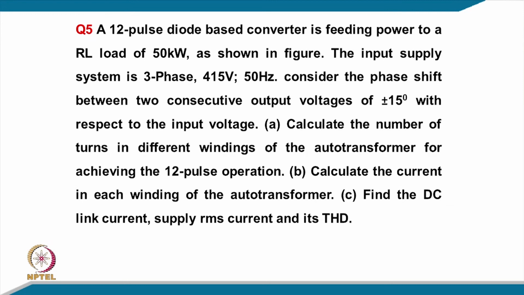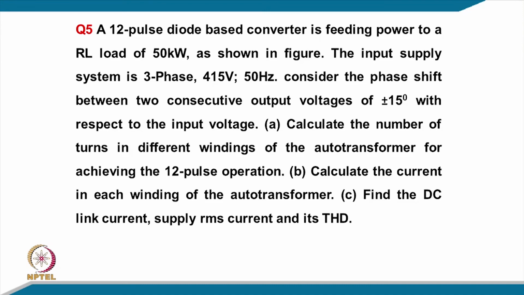So, now coming to the 5th example, a 12 pulse diode bridge converter feeding an RL load of 50 kilowatt as in the figure. The input supply is 3 phase 415 volt 50 hertz. Consider the phase shift between 2 consecutive voltages of plus minus 15 degree with respect to the input voltage. A, calculate the number of turns in different windings of the autotransformer for achieving 12 pulse operation. B, calculate the current in each winding of the autotransformer, find the DC link current, supply RMS current, and its total harmonic distortion.